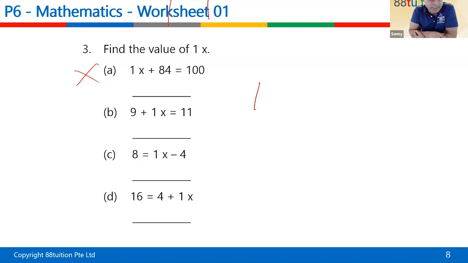Something minus 4 must give you 8. Zen, what do you think? 4. You think it's 4? Because 1 times x, 1 times 4 gives you 4. 4 minus 4 is 0, right? So that doesn't work. How about you, Xavier?